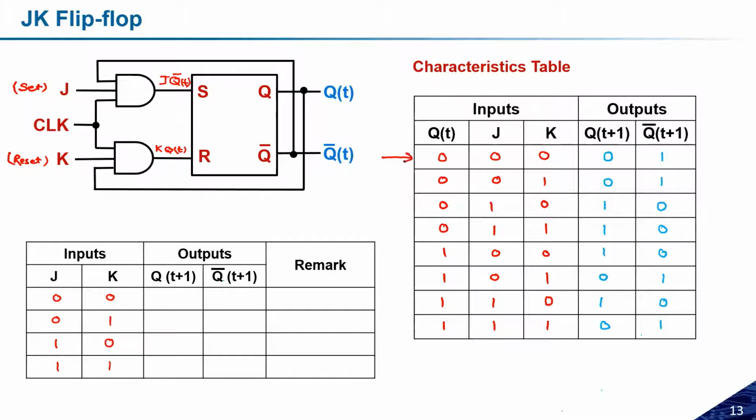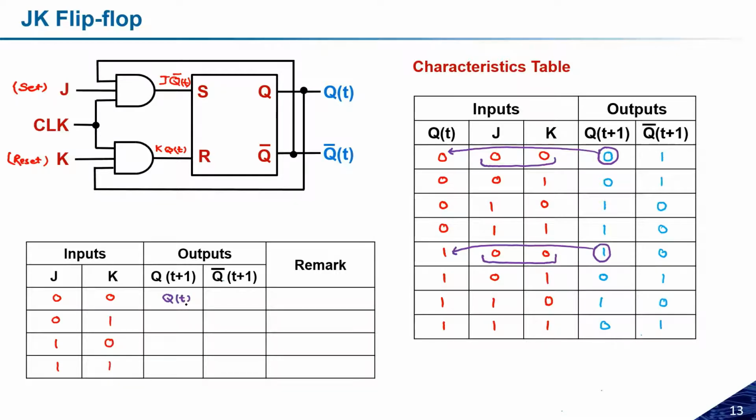Let me change the color so that you will be able to understand. The first case is this one. If J is equal to 0 and K is equal to 0, I have two options, and in both cases Qt can be either 0 or 1. Here Qt plus 1 is 0 and Qt plus 1 is 1 for the two cases. This 0 is the same as Qt, and this 1 is the same as Qt. So we can say that Qt plus 1 is going to be the same as Qt.